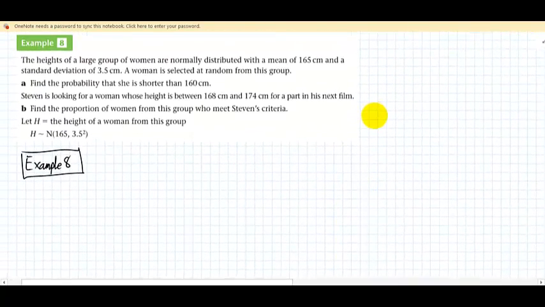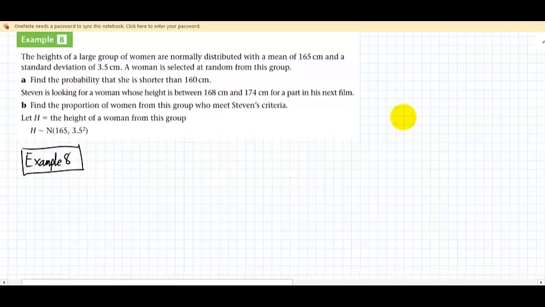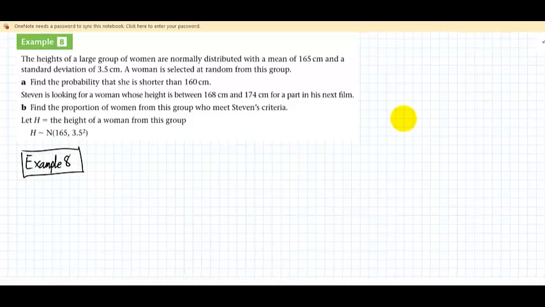It says the heights of a large group of women are normally distributed with a mean of 165 centimeters and a standard deviation of 3.5 centimeters. A woman is selected at random from this group. Find the probability that she is shorter than 160 centimeters. Now, in order to solve this using the normal distribution, we need to work out what the normal distribution is.